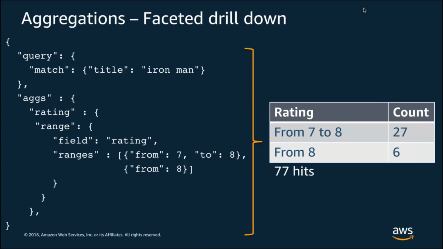So the way we support that in Elasticsearch is through aggregations. I give my aggregation a name here, rating, and then I say I want to look at the rating field and create buckets from 7 to 8 and 8+. And then Elasticsearch computes for me the search results that fit into those different buckets and provides me back a result that tells me, in this case, 7 to 8, I have 27, and 8 and up, I have 6.